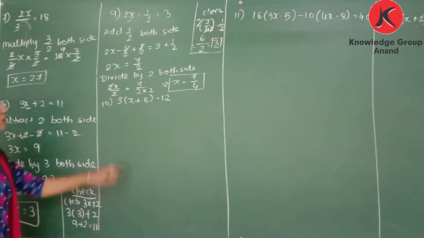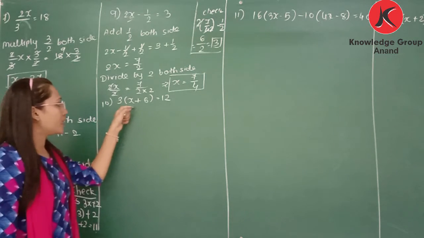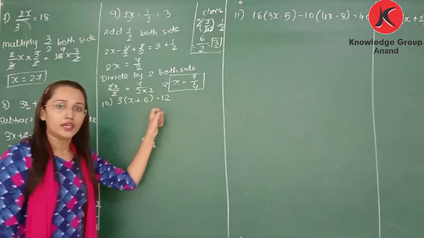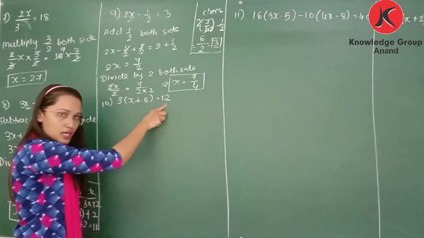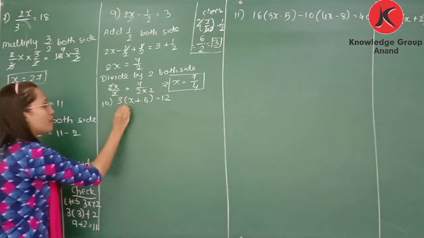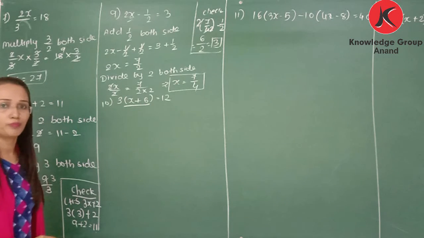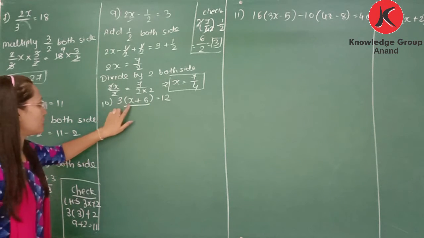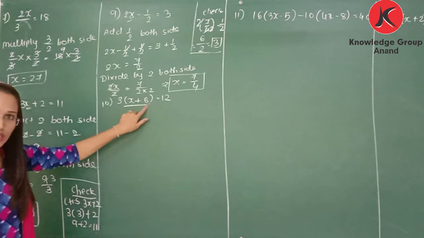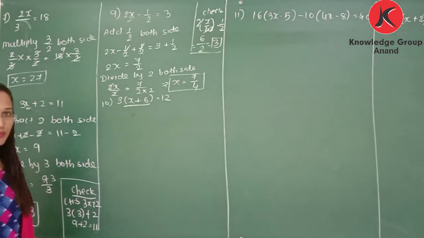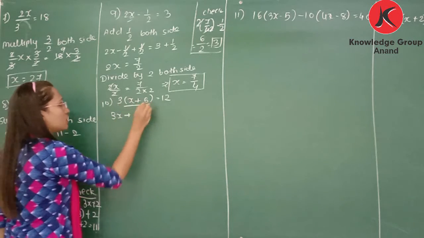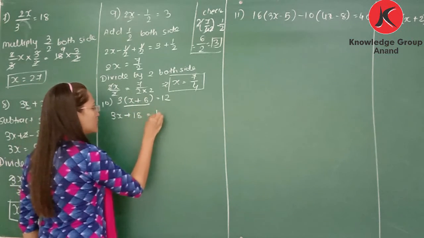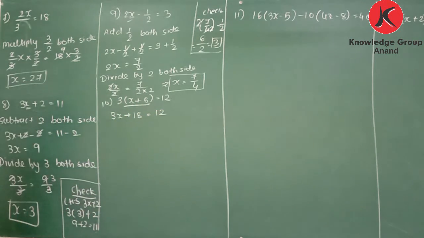Now next one. 3 into bracket x plus 6 is equal to 12. Here you can solve with two methods. First, divide 3 both sides. Why? Because 3 is in the multiplication of whole bracket. Or you can multiply 3 with x and 3 with 6 and then you solve the equation. So let's multiply 3 with x, that is 3x. 3 with 6, that is 18, is equal to 12.